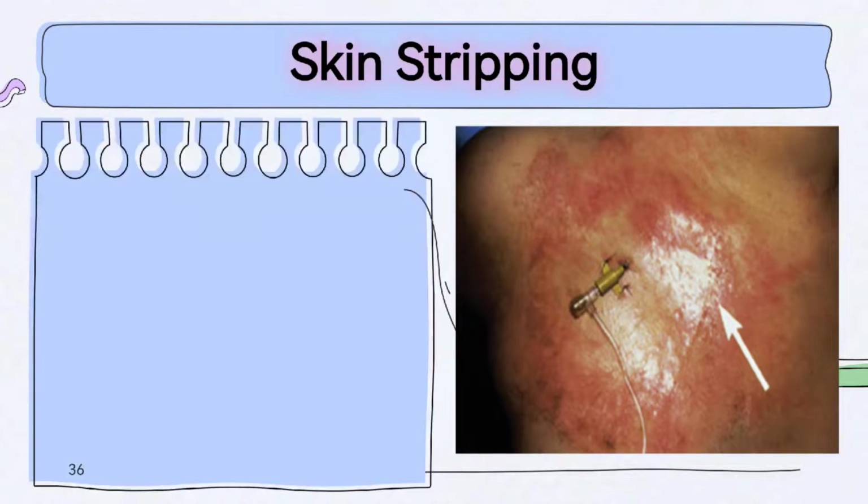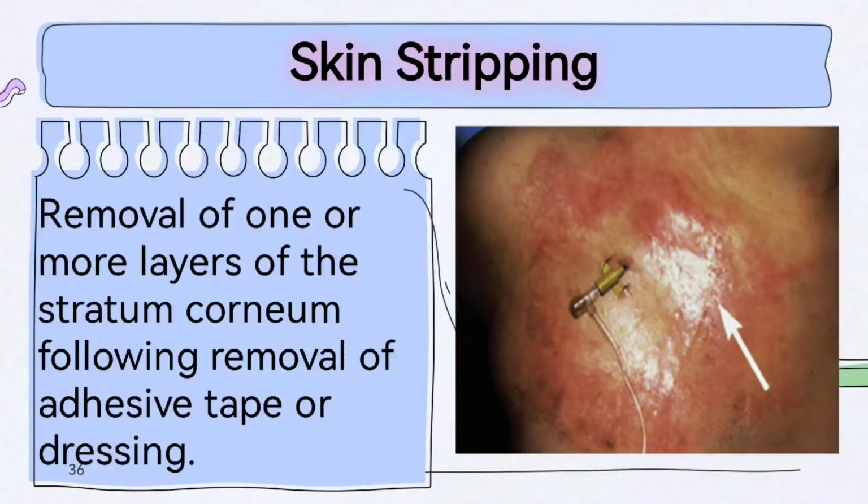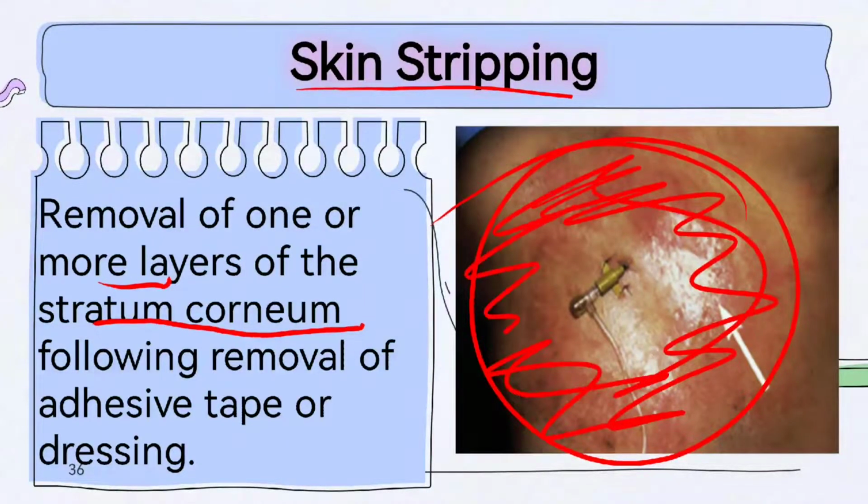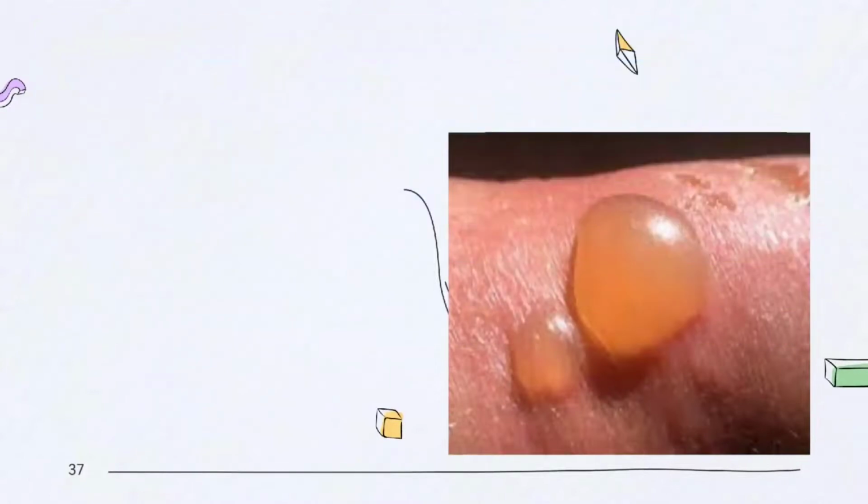Now, the other type of your MARSI is the removal of one or more layers of stratum corneum. Skin stripping. Look at this area. There is a plaster here because this is a cannula. Okay, this is a cannula. And then when they remove the plaster, the area is already irritated. So this is what we call skin stripping. Stratum corneum is the first layer of your epidermis.